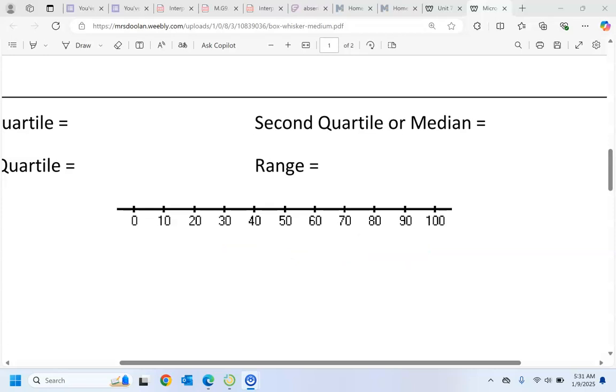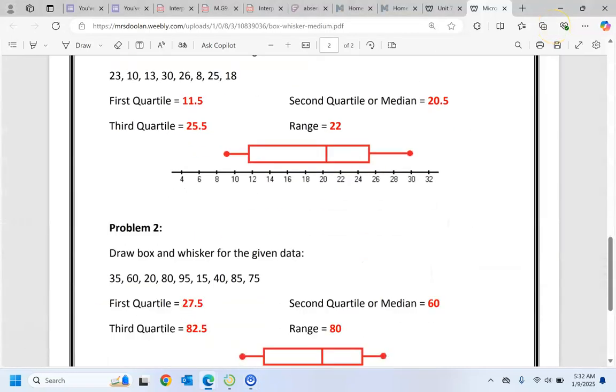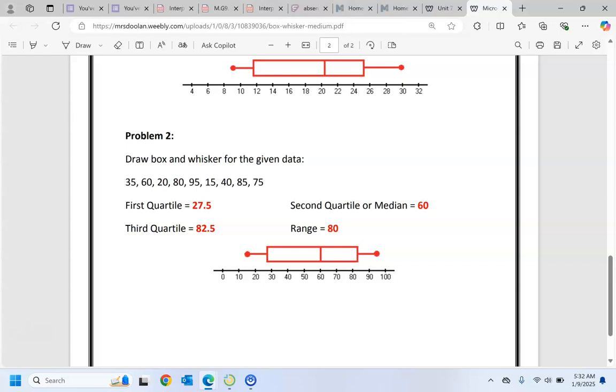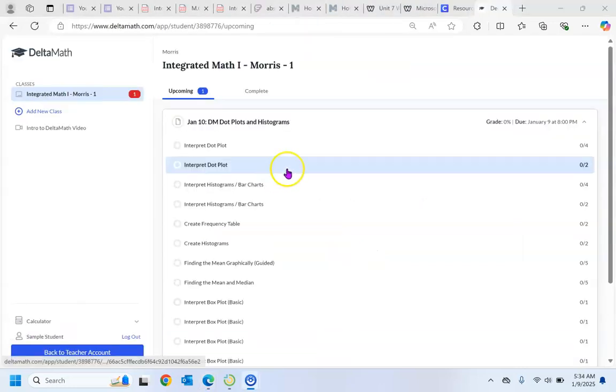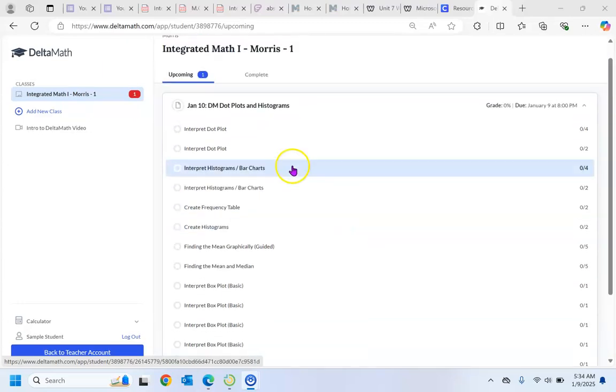Okay, and so now I'm going to show you guys the key so you can see exactly what it's supposed to look like. So you can see here your first quartile, your median, your third quartile, and your range. All right. Okay, so after you complete that, head over to Delta Math, and this is your assignment.